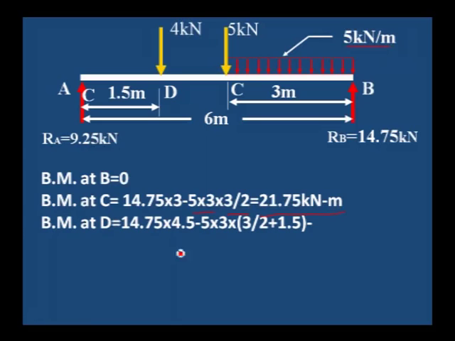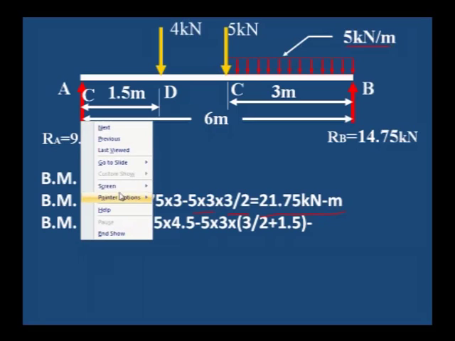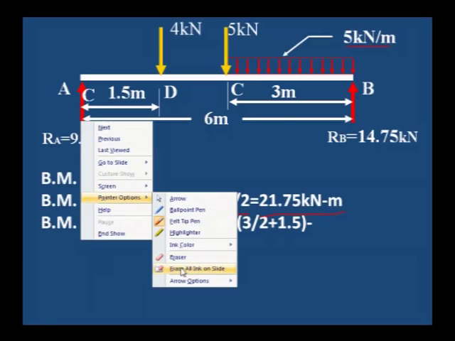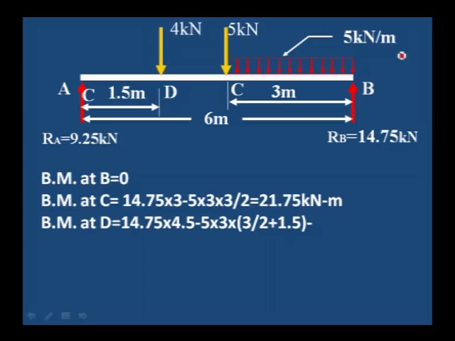For calculating the moment at D, we can calculate two ways. Right side of D, whatever loads are there, or D left side, where only one load is there, 9.25 into distance 1.5, you will get the moment at D.